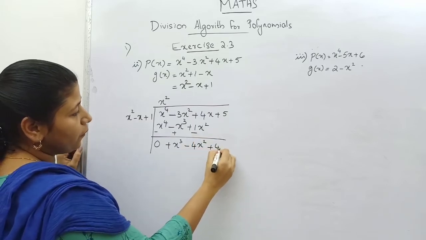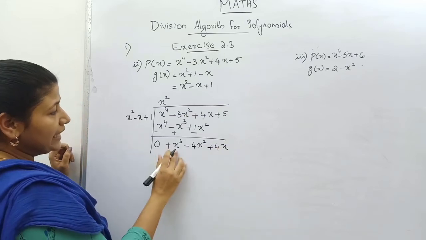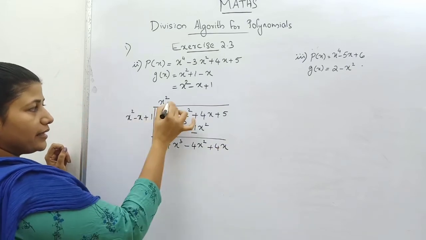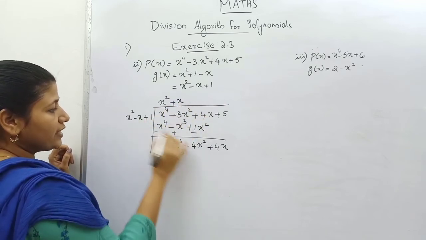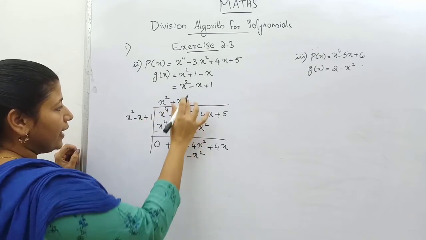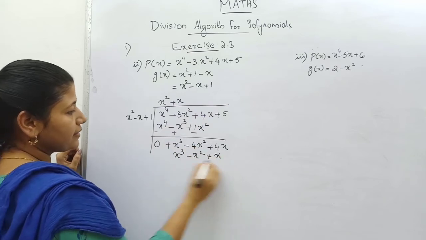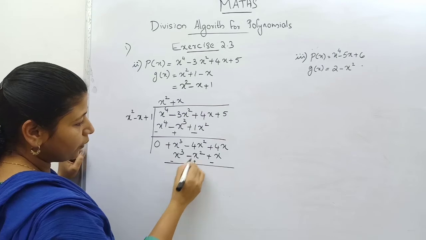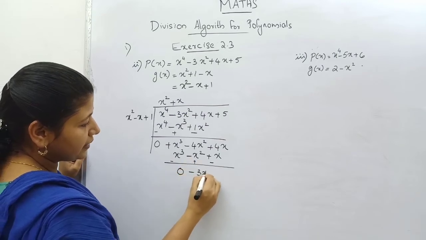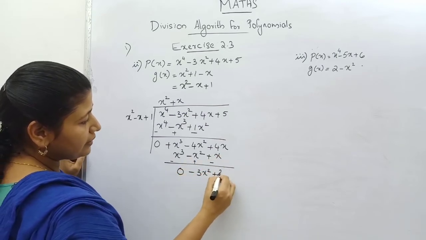Then write this 4x. Then we need here x cube. Only x square is there, so multiply with x. Then you will get x cube. X into negative x is negative x square. X into 1 is plus x. Just subtract, changing the sign. Then it will be 0. This will be minus 3x square. This will be plus 3x.